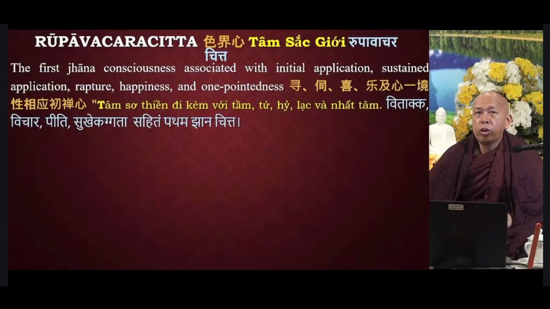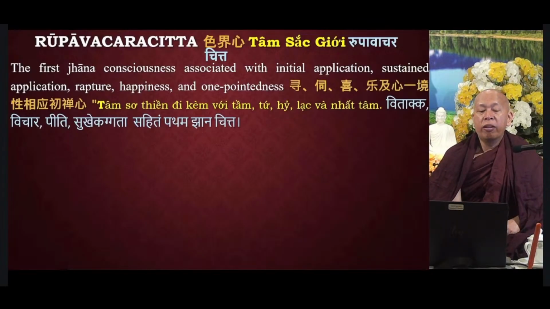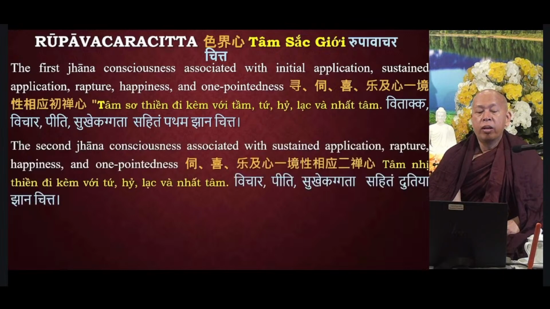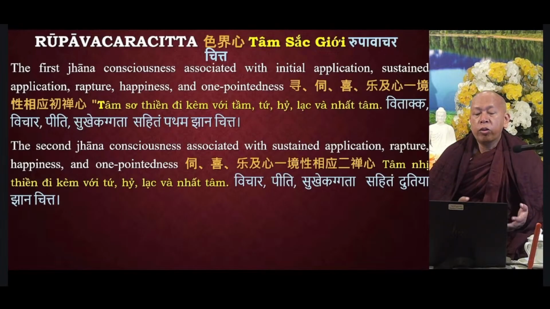Here we have already talked about jhana before. We also have already explained jhana factors. So these are jhana and jhana factors. Then we have the next one, the second jhana consciousness associated with sustained application, rapture, happiness, and one-pointedness. So this is four jhana factors and also the second jhana.